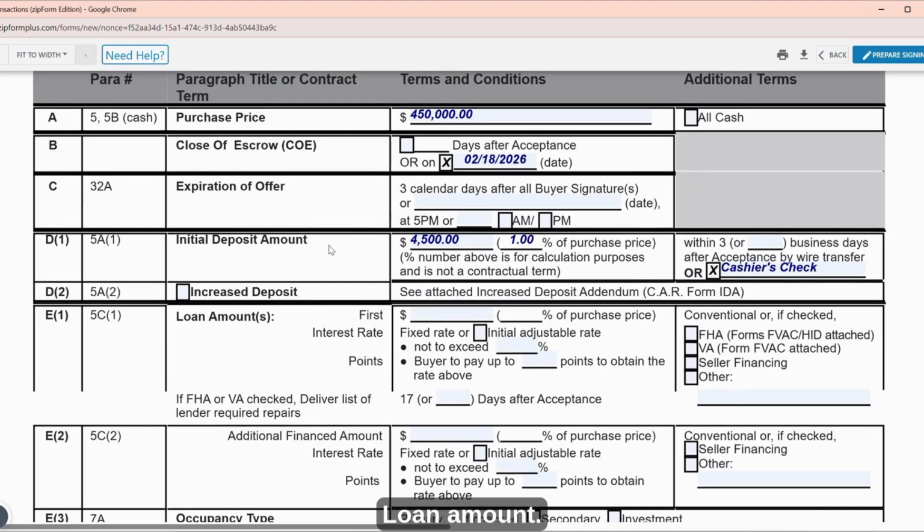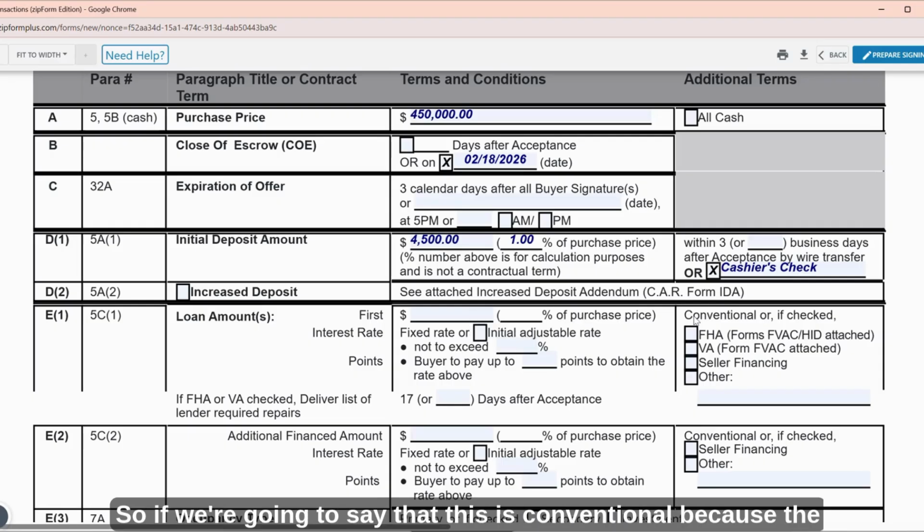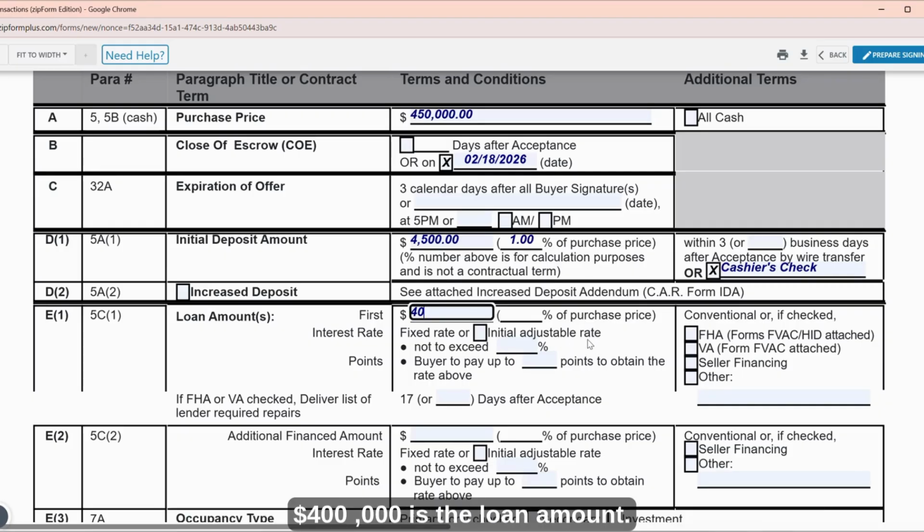Loan amount. This amount is how much the loan is going to be. So if we're going to say that this is conventional, because the default language is conventional, I'm going to say that it's, I don't know, $400,000 is the loan amount. It's going to calculate, sorry, that's 40. It's going to calculate what that percentage is.